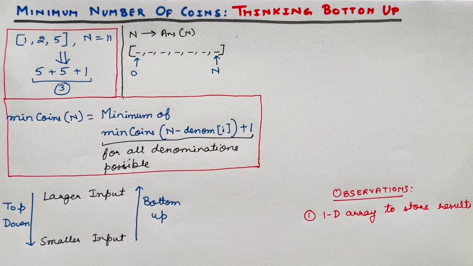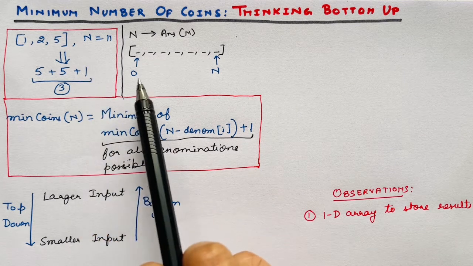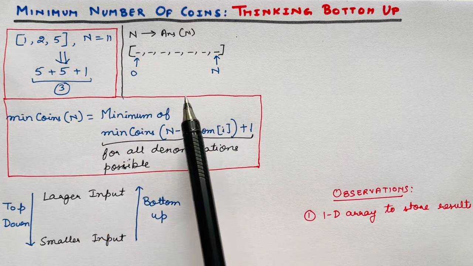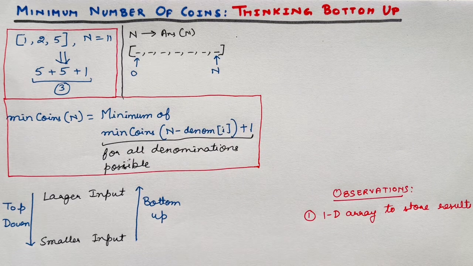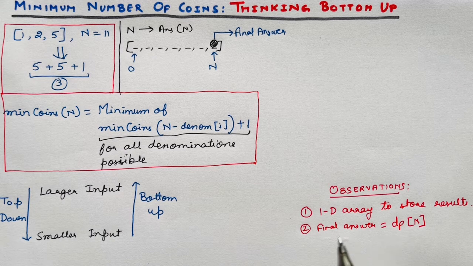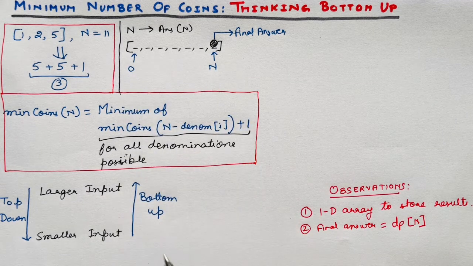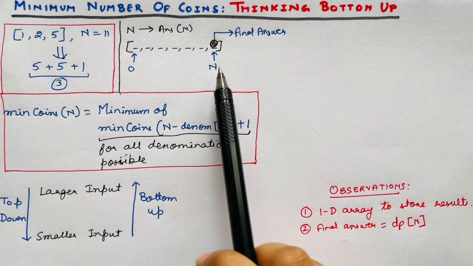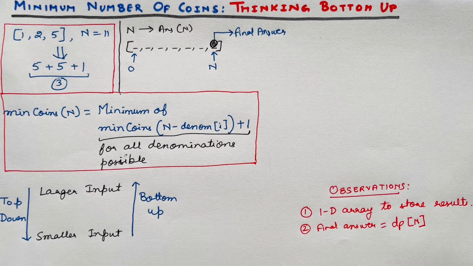So if in the problem the input given to us is n, then in this array where will our final answer lie? It will lie here at the last element. So if we are calling this array by dp, then our final answer is basically dp of n. Now let us see what is the size of this array that we will need to declare. Since the last index is n, the size of the array will be n plus 1.